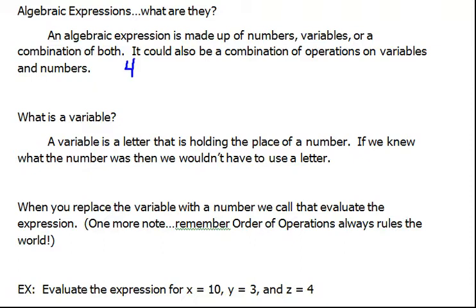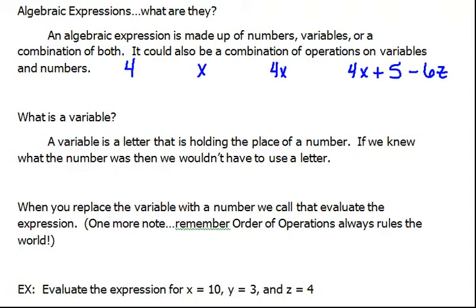If we saw just the number 4, that is technically an algebraic expression because it is a number. If we just had a plain x or some other type of letter, that would also be considered an algebraic expression. It could be a combination of both, 4x, or it could be a combination of operations, which would be something like 4x + 5 - 6z.